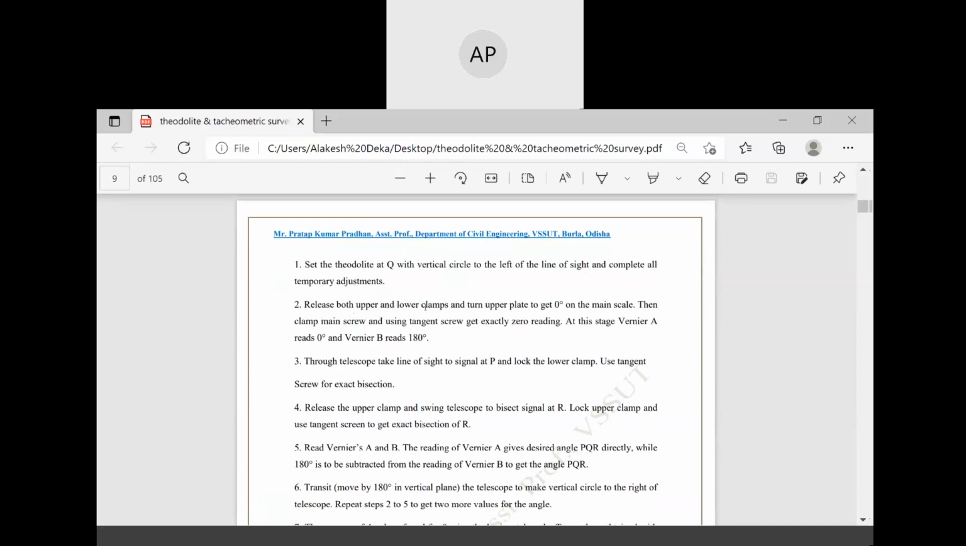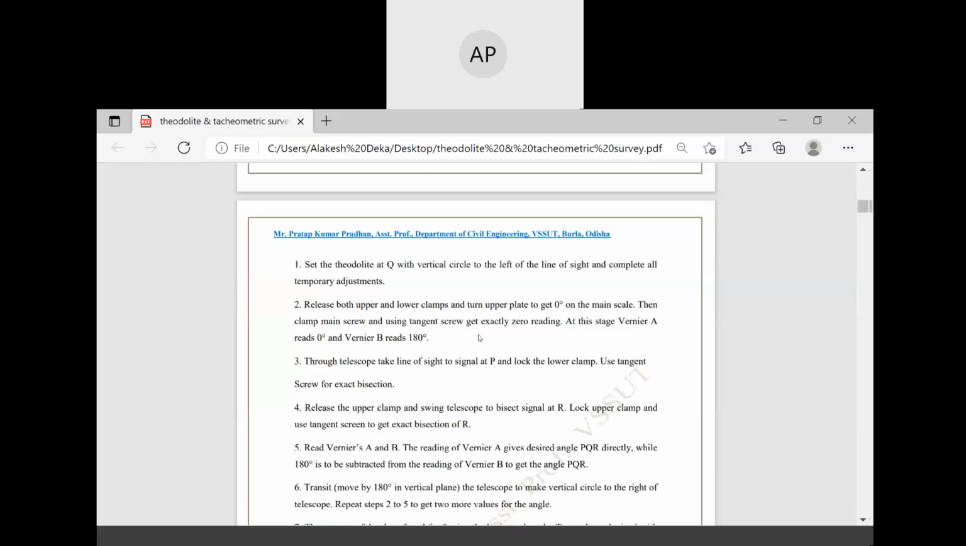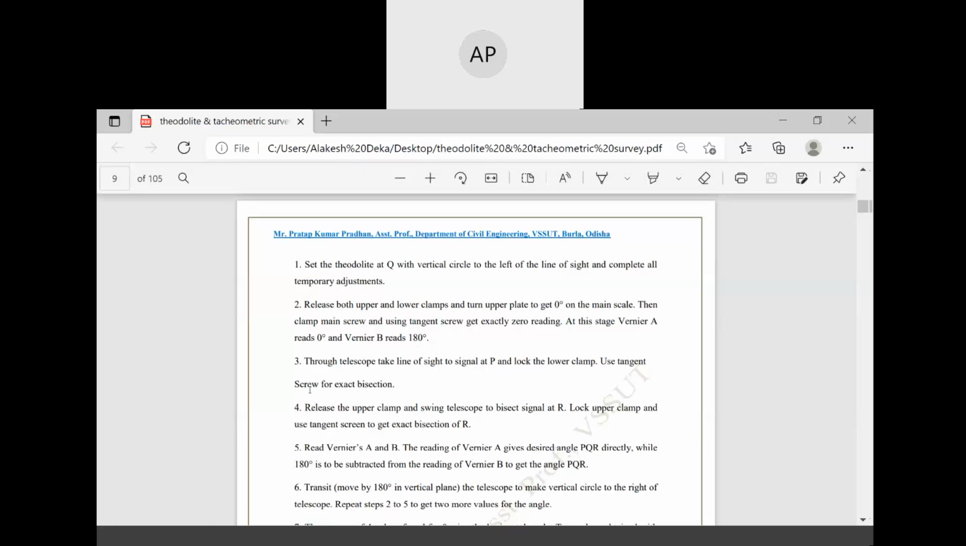Release the upper and lower clamp and turn the upper plate to get 0 degree on the main scale. Then clamp it and, using the tangent screw, get exactly 0 reading. At this stage, vernier A reads 0 and vernier B reads 180 degrees. Through the telescope, take the line of sight to point P and lock the lower clamp. Use the tangent screw for exact bisection. Release the upper clamp and swing the telescope to bisect Q.